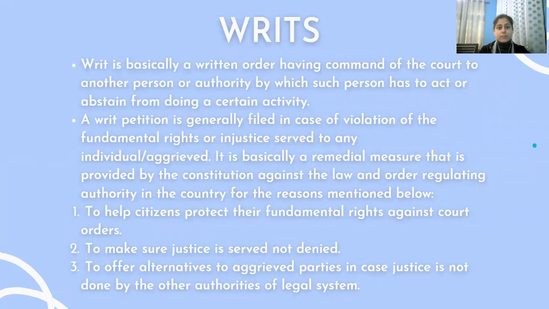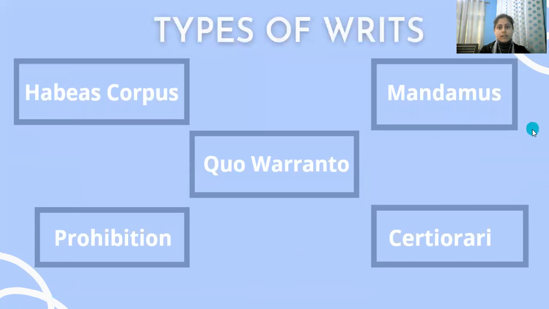So, writs. A writ is basically a written order having command of the court to another person or authority, by which such person has to act or abstain from doing a certain activity. A writ petition is generally filed in case of violation of fundamental rights or injustice served to society. Writs are filed to help citizens protect their fundamental rights against court orders, to make sure justice is served, not denied, and to offer alternatives to the aggrieved party in case justice is not done by the other authorities of the legal system. Types of writ: habeas corpus, mandamus, quo warranto, prohibition, and certiorari.